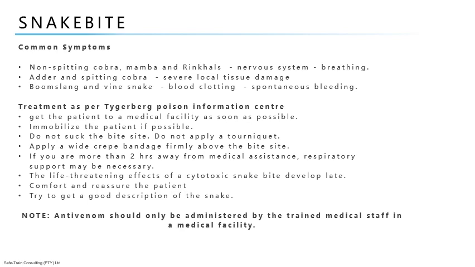Symptoms: puncture marks, parallel scratches on the skin, rarely any pain. Anxiety. Pale, cool skin with progressive onset of sweating. Rapid, weak pulse. Rapid, shallow breathing. Breathing difficulties. Blurred vision, drooping eyelids. Difficulty swallowing and speaking. Abdominal pain. Nausea and/or vomiting. Headache. And collapse, progressing to a comatose state. Treatment as per Tygerberg Poison Information Center.